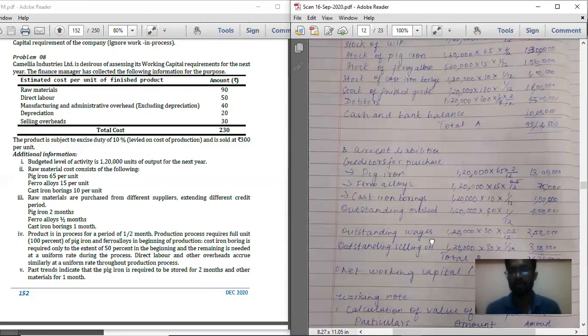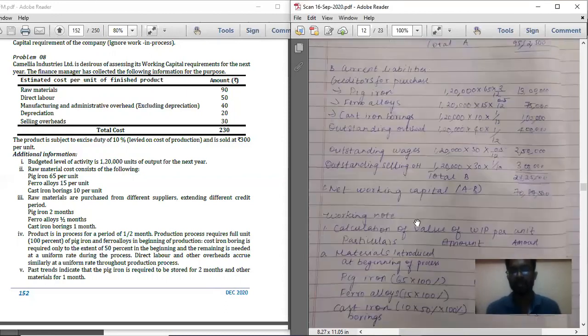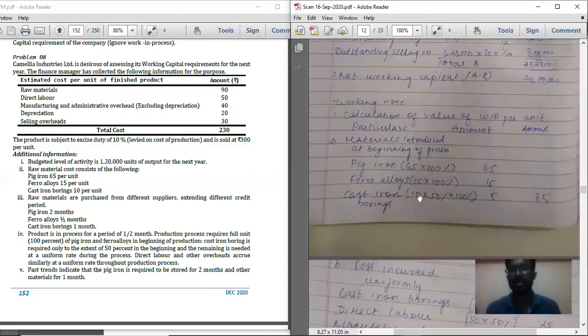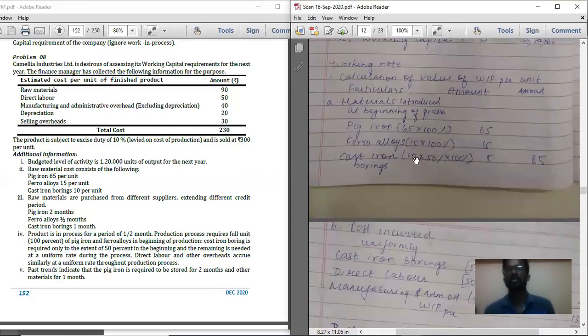So leave 1 page gap. In the next page, put working notes. Working notes, Note number 1. Put that in calculation of value of work in progress per unit.